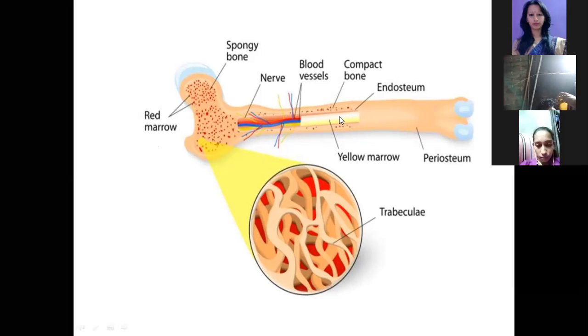These are the yellow marrow and this is the red marrow. Then this is the nerve. The blood vessels are this, through which the blood flows, and then the compact bone, this is known as the endosteum. This part is known as the periosteum. This part is the trabeculae, and this area is known as the spongy bone. So these are the different parts of a bone marrow, I mean bone.